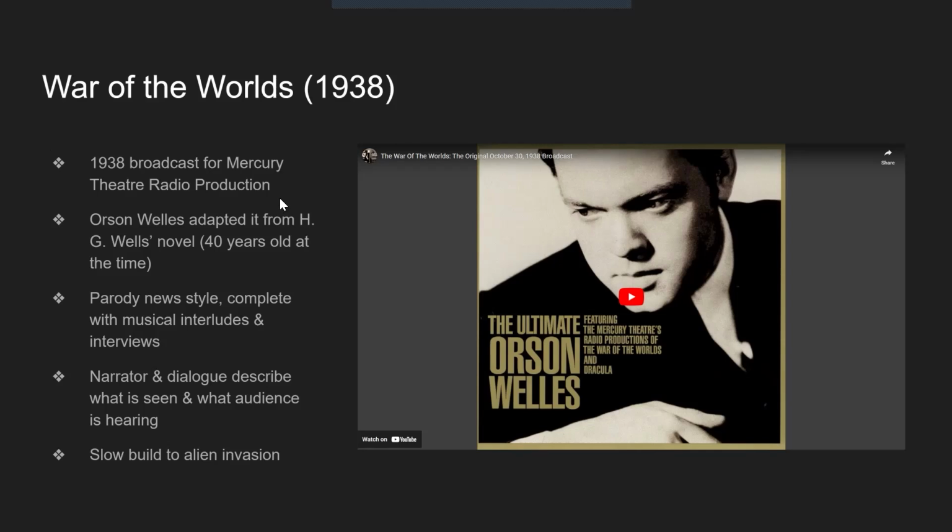Whenever we were talking about War of the Worlds, again, the original broadcast was October 30th, 1938, and it was put on by the Mercury Theater Radio Production Group. And Orson Welles adapted his script from the H.G. Wells novel of the same name. At that time, War of the Worlds was already a 40-year-old novel.